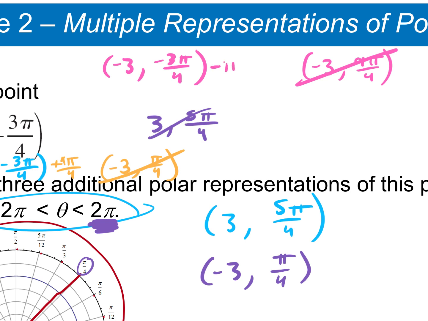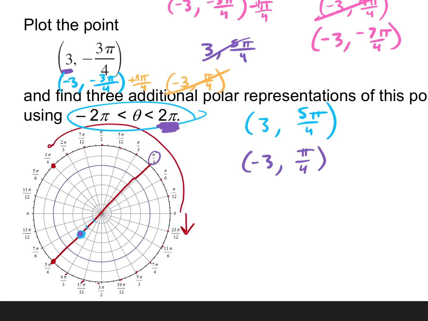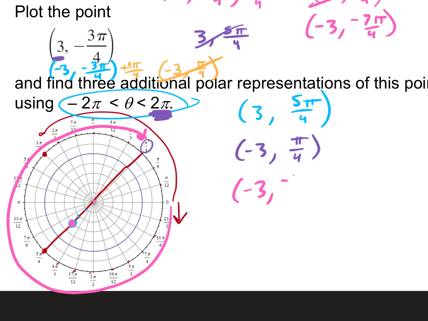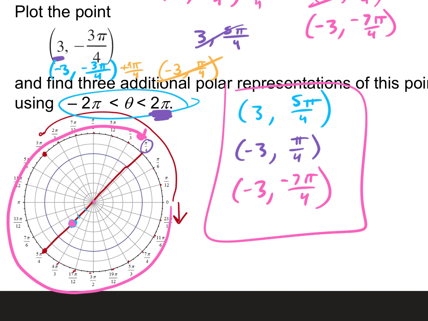Subtract pi. So we could subtract, make this 4 over 4 pi. This would be negative 3, negative 7 pi over 4, which is within our domain. If we go negative 7 pi over 4, we're going around all the way this way, the negative direction to here, and then we would go in the negative direction backwards 3. So that would be the same point, negative 3, negative 7 pi over 4. So these would be 3 other points.